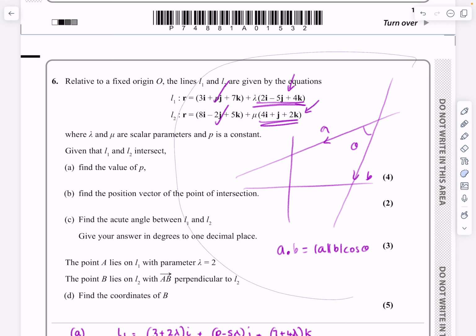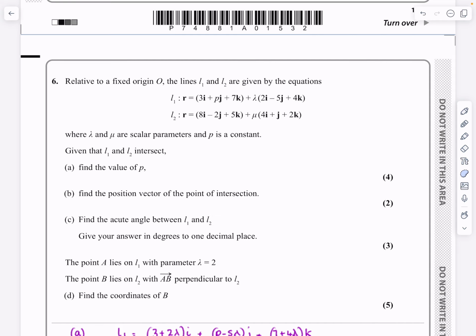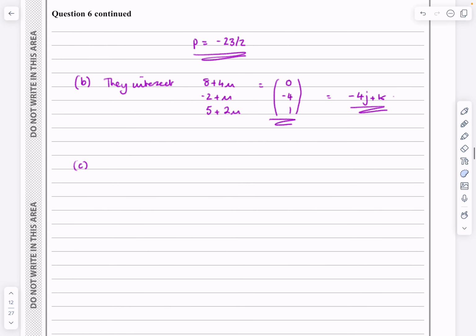Don't need any of that, let's just explain it to you guys. Let's get rid of all that. So part C, just again, to make it clear to the examiner what I'm doing. So direction of L1 and L2 are given by 2i minus 5j plus 4k and 4i plus j plus 2k.